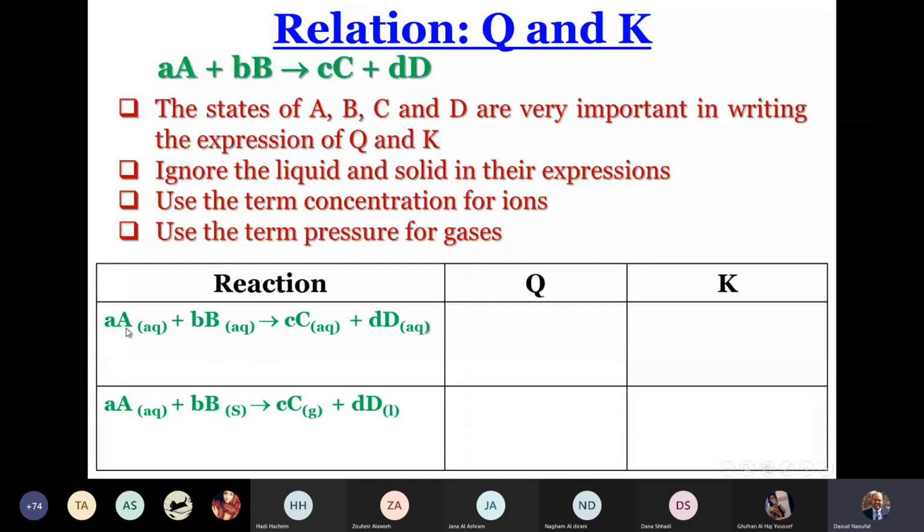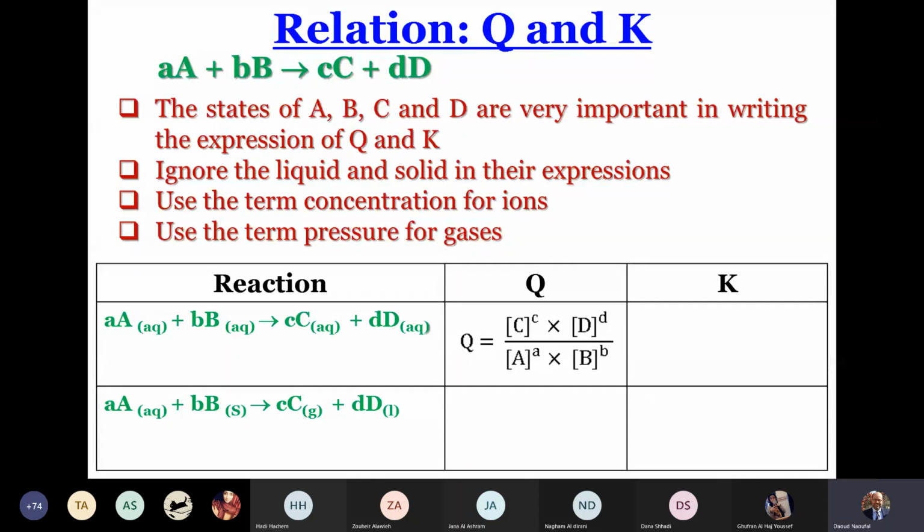Example. Suppose I have a reaction A aqueous plus B aqueous gives C aqueous plus D aqueous. Q is the ratio of the products divided by the reactants according to the stoichiometry of A, B, C, and D. But what term should be used? Ratio of concentrations or ratio of pressures? Since A, B, C, and D are ions, I have to use the term concentration. Q equals the concentration of C to the power c times the concentration of D to the power d, divided by the concentration of A to the power a times the concentration of B to the power b. Since the concentrations of A, B, C, and D depend on the time of the reaction, on the advancement of the reaction, Q is variable.